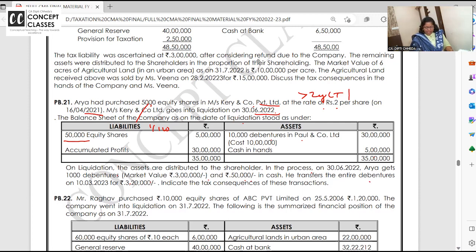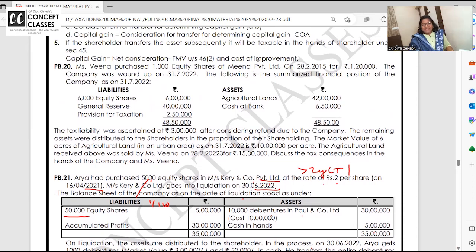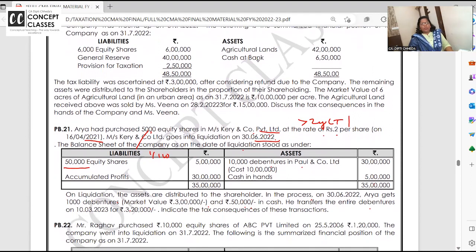He transfers the entire debentures. You know what's the difference between the 20th problem we did yesterday and the 21st problem? In the 21st problem, there is no provision for taxation and payment of tax and shortfall and all that we did yesterday. So it's a simple problem: when the company is going into liquidation, they are asking you what is the tax consequence. So don't do it only for Arya. Do it for the company also. In case of company, do they need to pay any tax? Because company is transferring its debentures and cash, its assets, to the shareholder on liquidation.